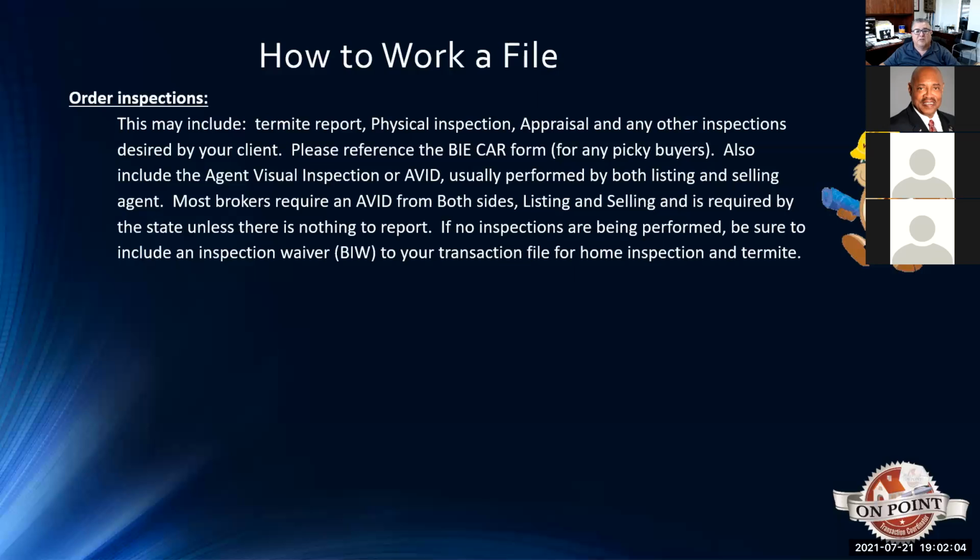So if no inspections are being performed, be sure to include a buyer's inspection waiver, which is the BIW, to your transaction file for home inspection and termite. Those are usually the only two items that require a waiver, mainly because it has the verbiage saying that those things are being recommended by your broker. And if you don't get those things, you're acting against the recommendation. So this is more of a civil advisory.